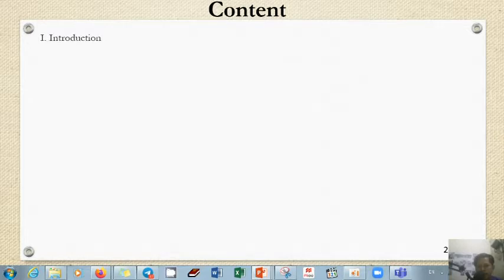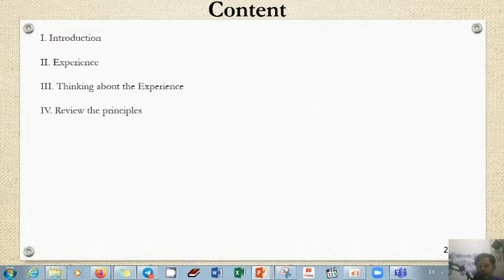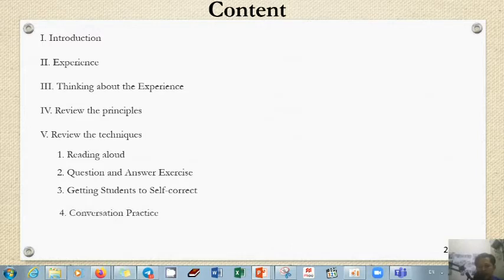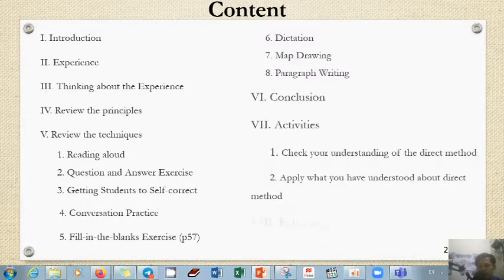Our group contents are: number 1, introduction; number 2, experience; number 3, thinking about experience; and number 4, review the principles, which will be presented by me. Number 5 is reviewing the techniques: number 1, reading aloud; number 2, question and answer exercise; number 3, getting students to self-correct; number 4, conversation practice, which will be presented by Ali with the second part. Number 5, fill in the blank exercise, and dictation until the rest will be presented by brother Tik.